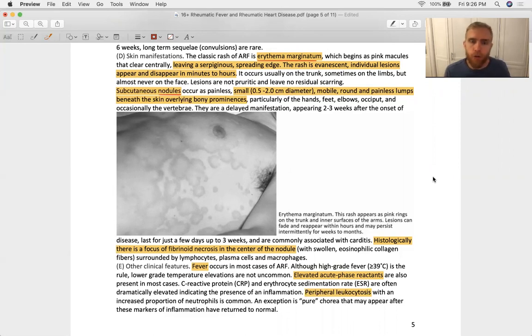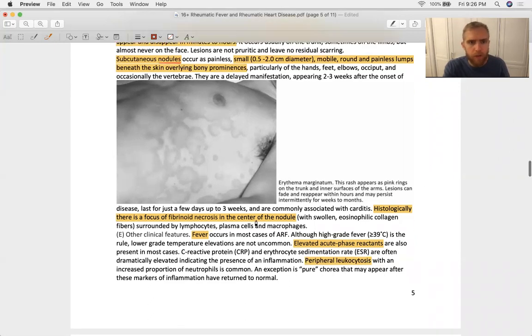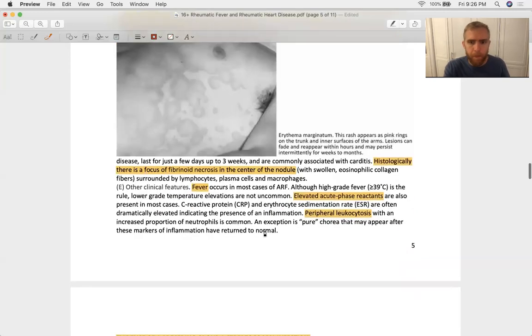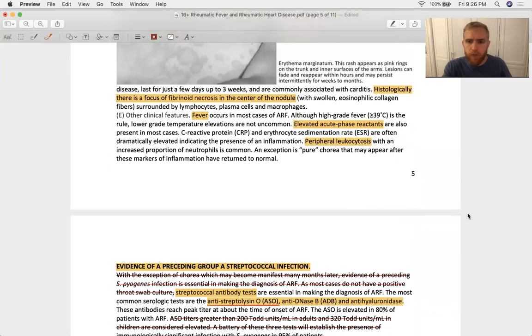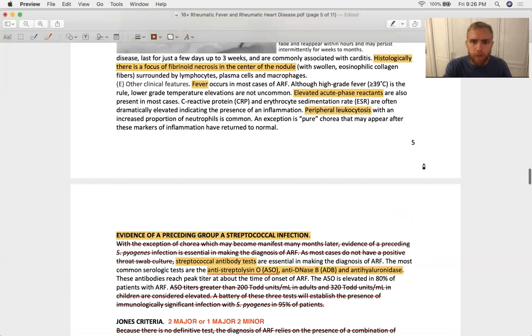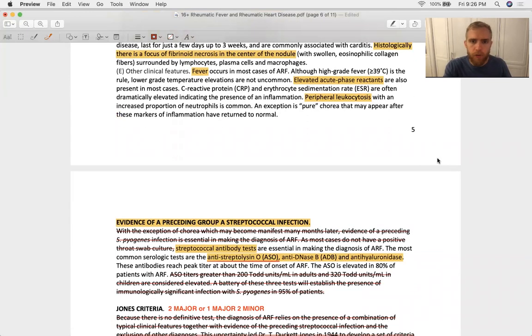Then finally, nodules. These are going to be immune complex deposits, essentially, because you've got this immune complex generating reaction against M protein. And there are going to be complexes that get stuck in your small blood vessels, and your immune system is going to react so as to clear out those complexes from your microvasculature. And whenever those immune cells aggregate, that's the nodule. Then also you're going to see fever most of the time. You're going to see elevated acute phase proteins, and you're going to see a peripheral leukocytosis.